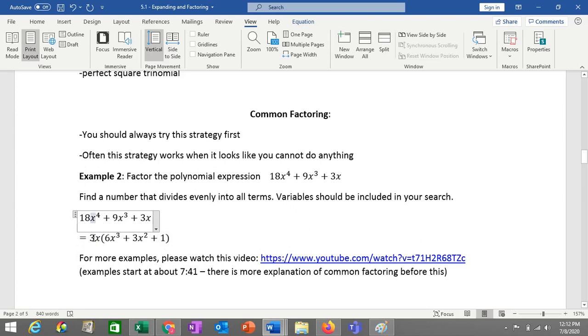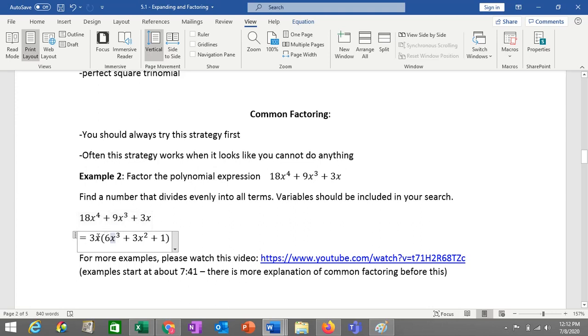So 18x to the 4 divided by 3x is equal to 6x cubed. And if you want to see if you did that right, because that can be a little confusing, distribute this back. 3 times 6 is 18. X times x cubed, remember we add the exponents, is x to the 4. Okay, so 18x to the 4 divided by 3x is 6x cubed. 9x cubed divided by 3x is going to be 3x squared.